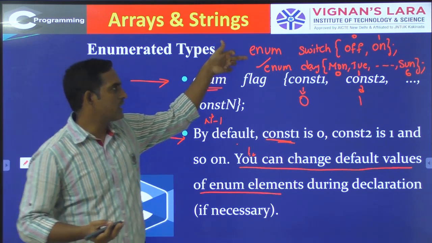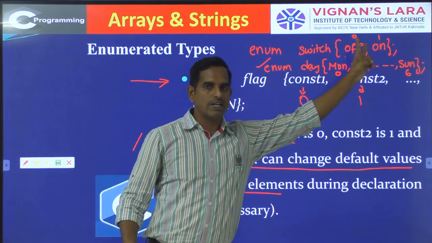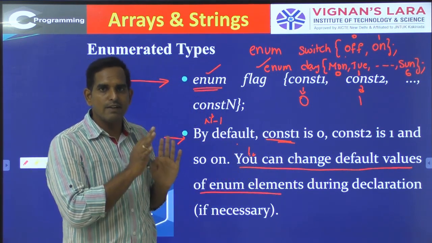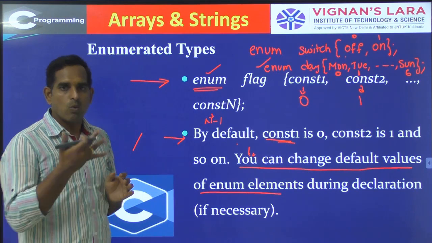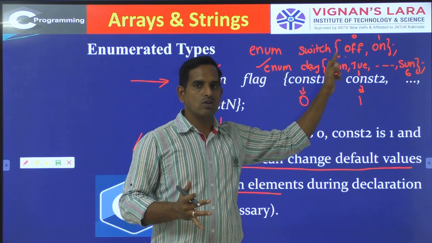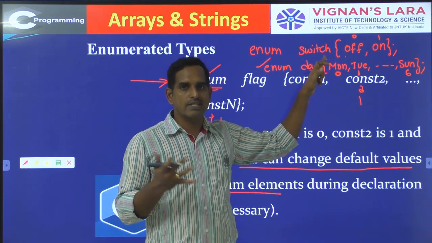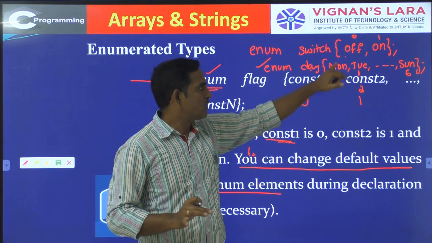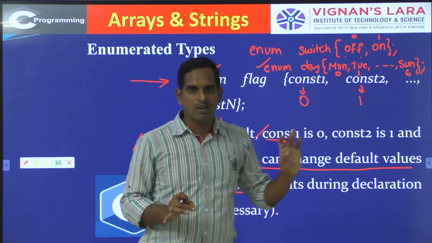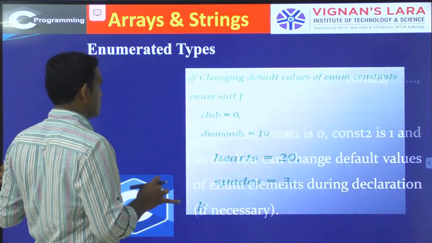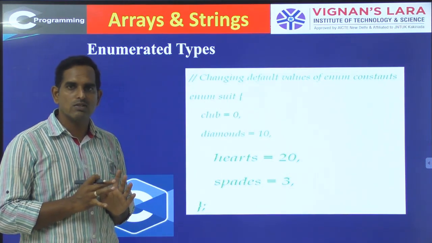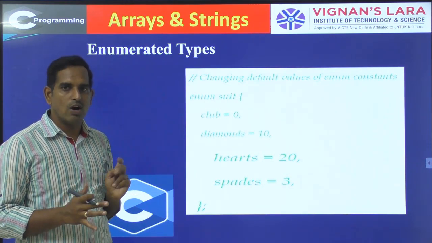If you declare it like this, by default it will take 0 and 1. If you want to change the initialization or the default values, you can give the values in the declaration itself. That is, if you don't want off to be 0 and you want off to be 1, you can change that value while declaring. If you declare them in this manner, this one will take 1. So if you want to change the default values, you have to do it during the declaration itself.